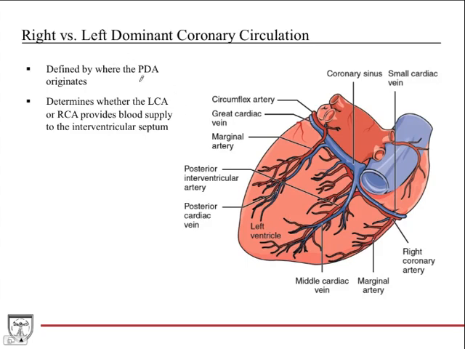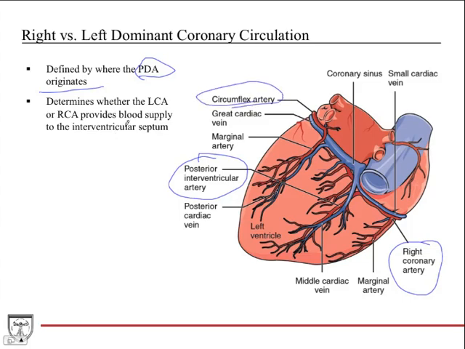And what it's defined by is where the PDA, the posterior descending artery, originates. So here we go, also known as the posterior interventricular, coming down the posterior surface. And now I know we said it comes off the right coronary artery, and it actually does in the majority of people. That would be called right dominance, as we'll talk about. But in some people, it actually comes off of the left circumflex artery here.